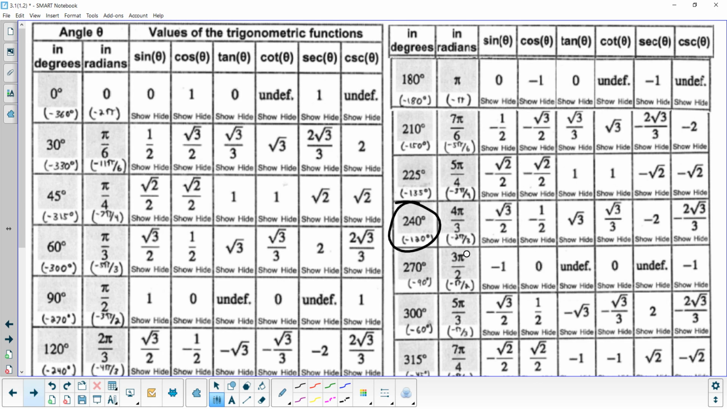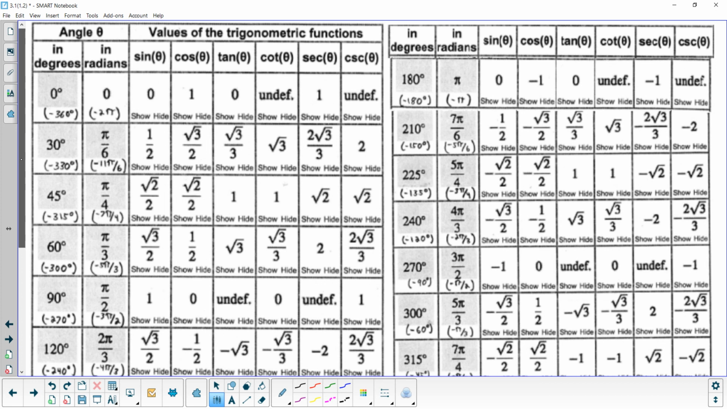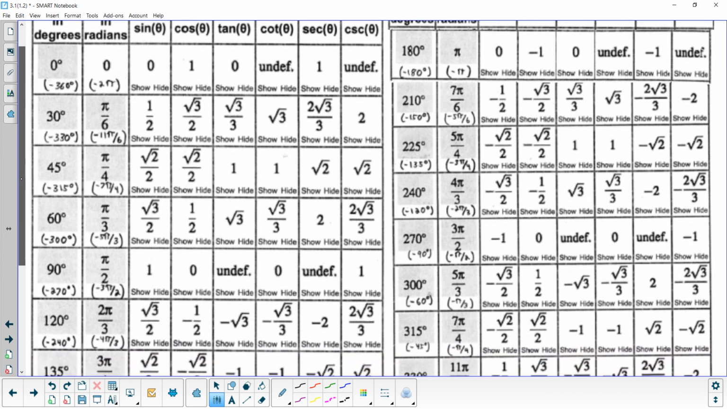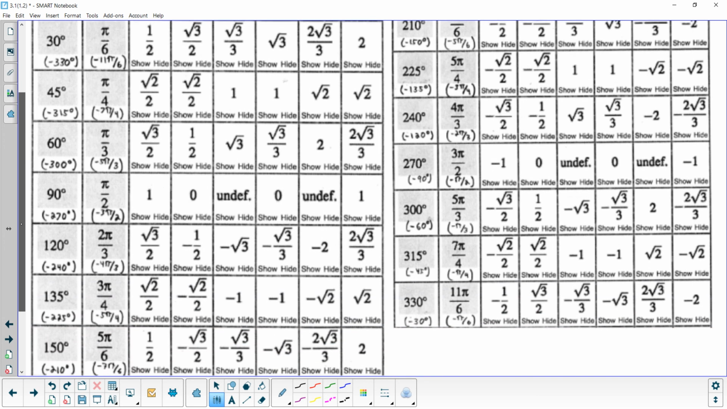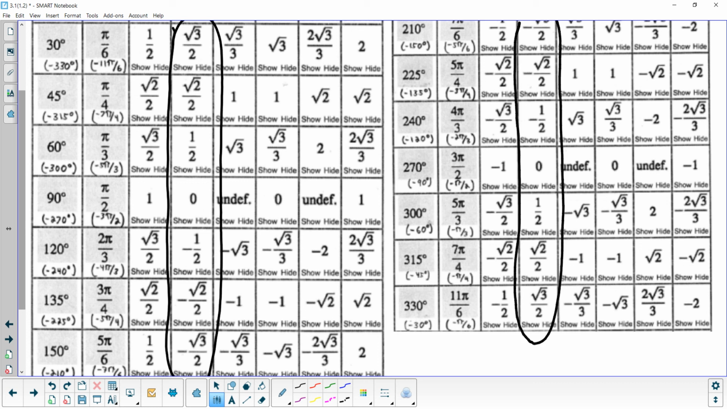All right, so let's take a look, see if it's on the screen. It's a little hard when I scroll down because then you don't know what column is cosine. It's the 4th column from the left. So what are we looking for? Negative root 2 over 2. So you're looking somewhere in that column.